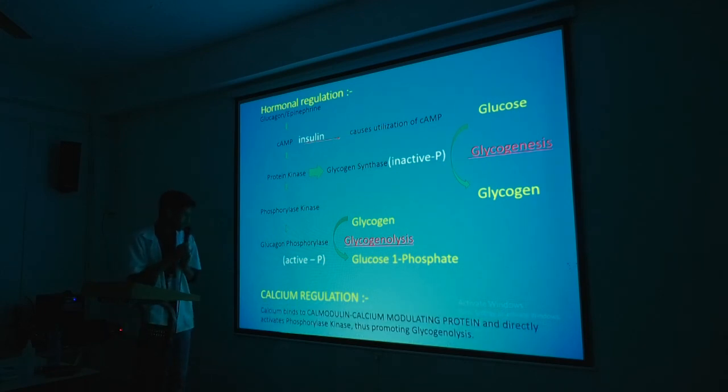Calcium regulation. Calcium binds to calmodulin, a calcium modulating protein, and directly activates phosphorylase kinase, thus promoting glycogenolysis.